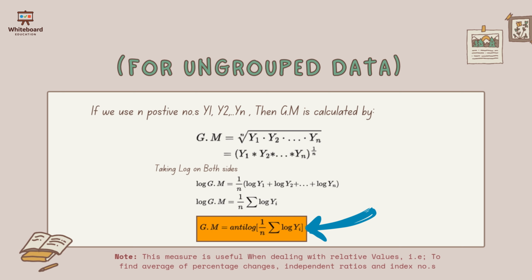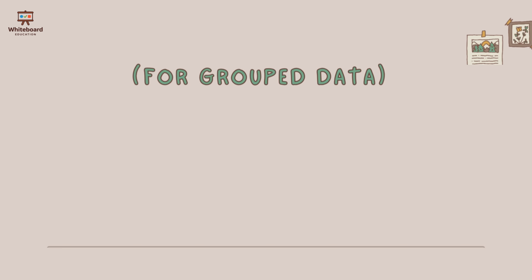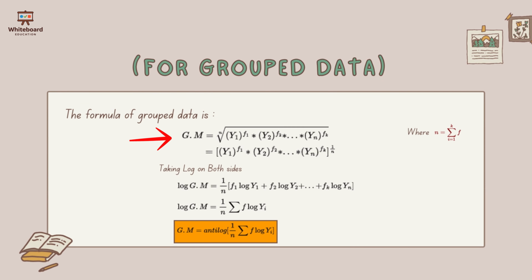Note: this measure is useful when dealing with relative values, i.e. to find the average of percentage changes, independent ratios and index numbers. For grouped data, the formula is G.M equals the nth root of y1 multiplied by y2 till yn, raised to the power of their respective frequencies. Here n is equal to summation of f.